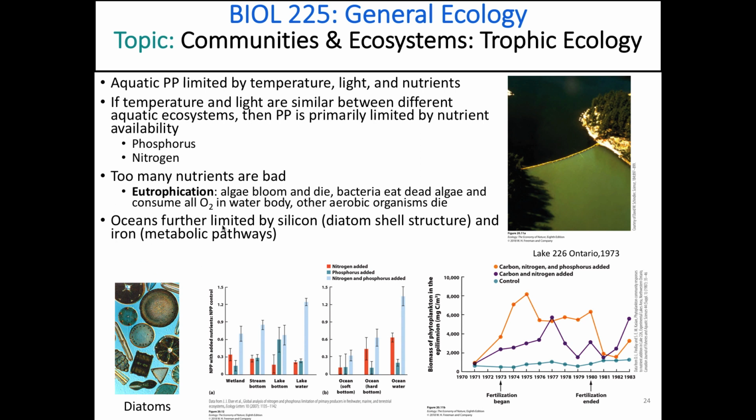Finally, oceans are further limited by silicon. Silicon, as we talked about earlier, is really important for diatoms in order for them to build their shells. And diatoms are a primary producer, and so primary production in an ocean is only going to go as far as the diatoms are, and diatoms need that silicon. And then iron is really important in the metabolic pathways of many of the ocean plants. And so without enough iron in the ocean, you end up with not a lot of productivity.